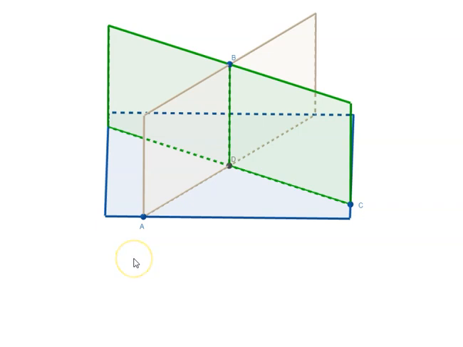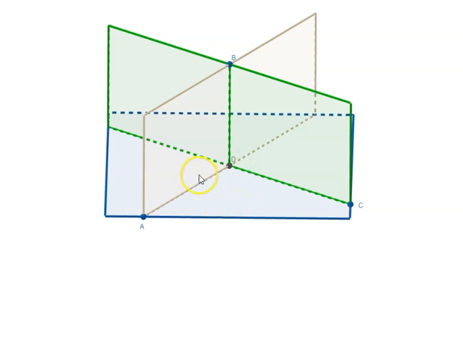Let's look at proposition number 19 of book 11 of Euclid's Elements. The proposition says, if two planes which cut one another are at right angles to any plane, then their intersection is also at right angles to the same plane.